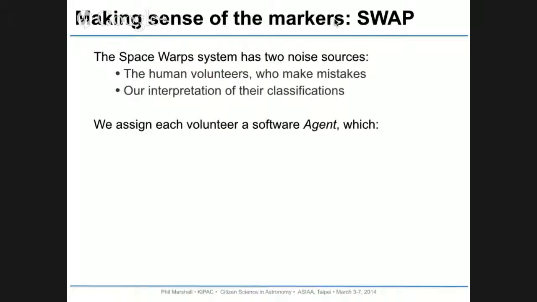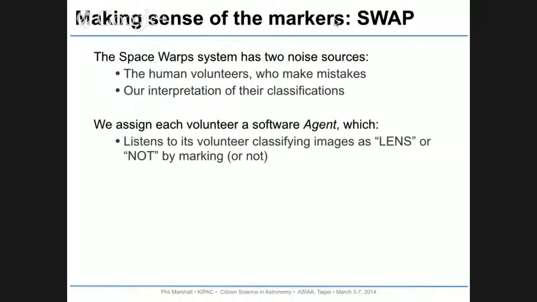The way we analyze these classifications in order to cope with these noise sources is that we assign each volunteer a software agent. So this is slightly different terminology than Edwin used. Edwin talked of volunteers being agents. For us, agent means it's a little piece of software whose job it is to listen to its own personal volunteer. So every volunteer gets an agent, and that agent then does the calculations. So if you had 100,000 people, you'd have 100,000 instances of the code running then? We have 100,000 instances of the agent object.